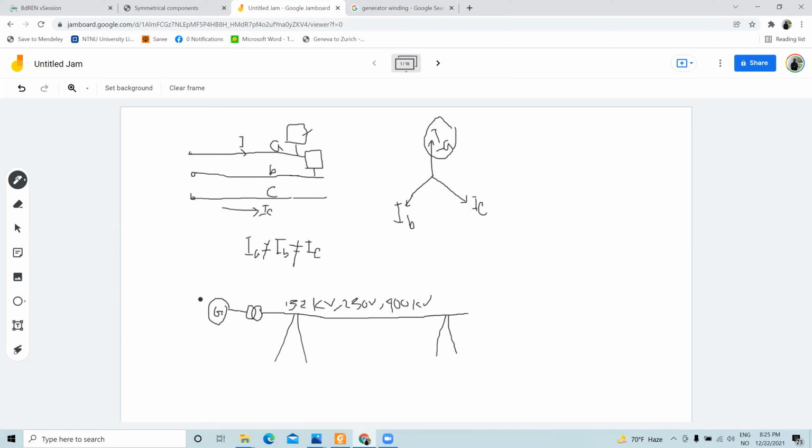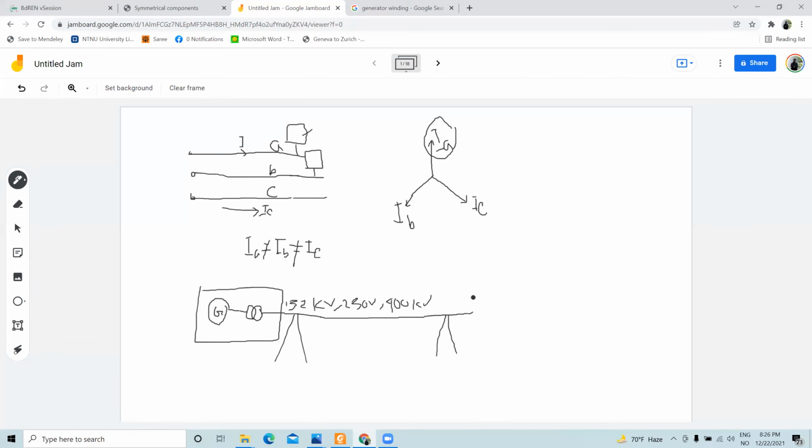And this generator and transformer are located in the generating station. For instance, in Bangladesh, Ghorashal can be a case, or Ashuganj. So you have the generators and the transformers connected to the power station.